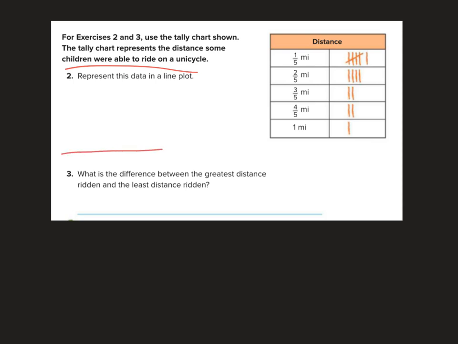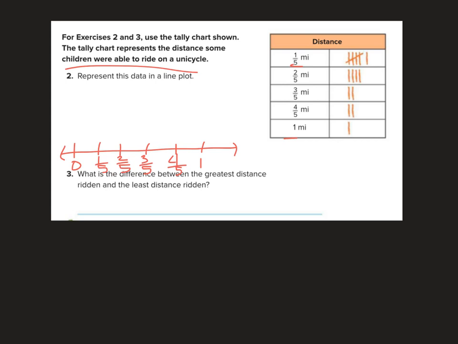Anyways, let's represent our data in a line plot. First thing, draw your number line. It goes from 1/5 to 1. So I'm going to start with 0. Call this 1/5. Make sure they're equidistant apart. 2/5, 3/5, 4/5, 5/5 or 1, right? 5/5 and 1 are the same thing.